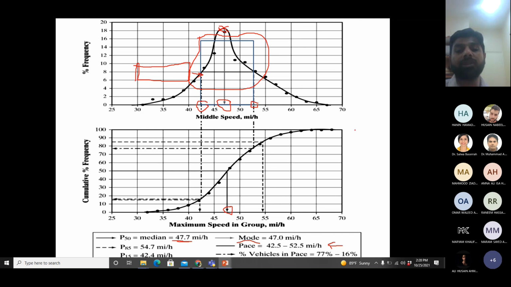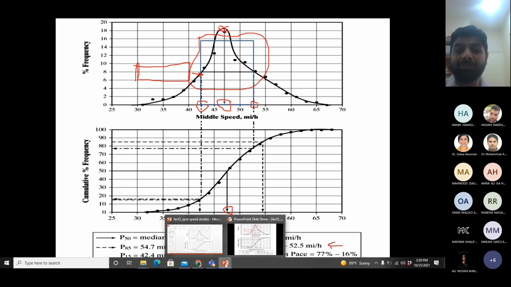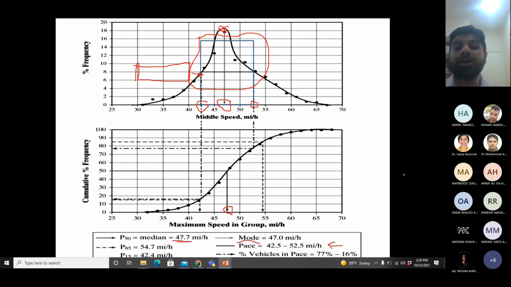Okay, so these are the values for the pace. Again, a small clarification, these are the values of the pace. Till now, I have not calculated the exact proportion of drivers driving in this range. Are they 50%, 60%, 70%? Till now, I have not calculated it. I am just telling you whatever that proportion is, it is between 42.5 and 52.5.